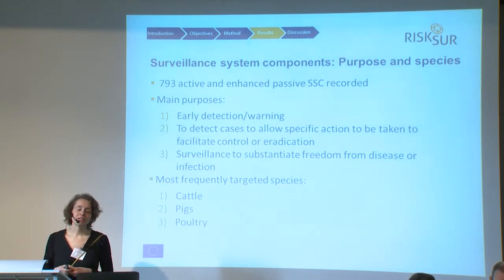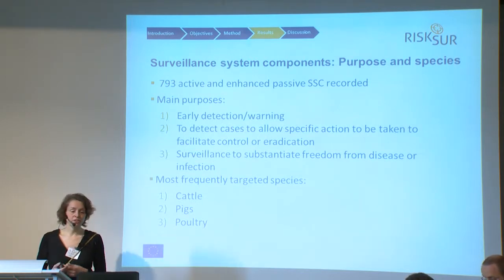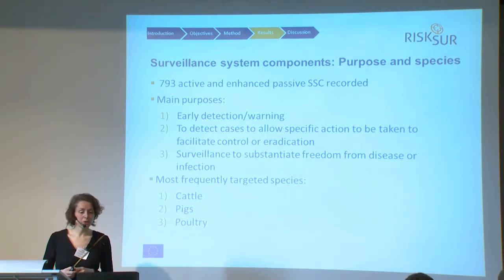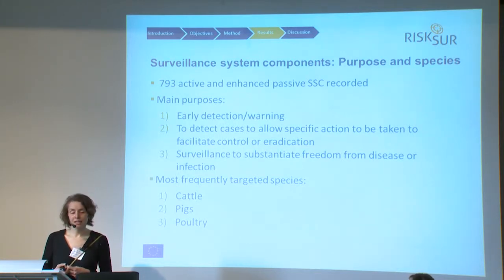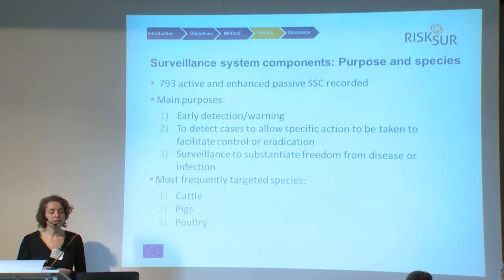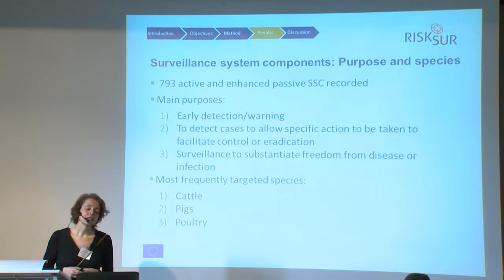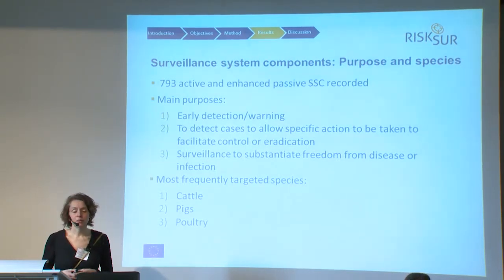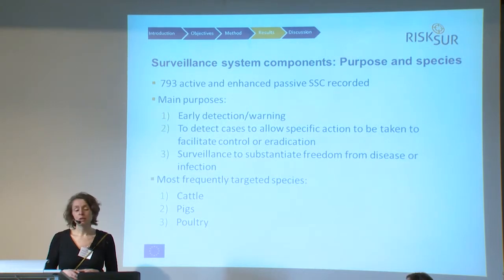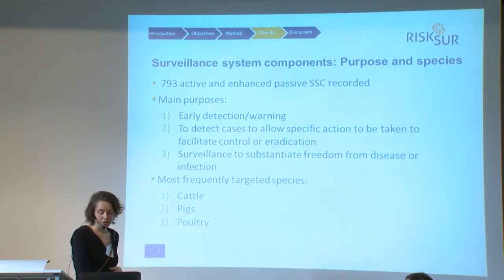We had 793 active and enhanced passive surveillance system components recorded. And the main purposes of these components were early detection and warning, which was clearly purpose number 1, followed by to detect cases to allow specific action to be taken to facilitate control or eradication. And the third purpose was surveillance to substantiate freedom from disease or infection. When we looked at the species, the most frequently targeted one was cattle, followed by pigs, and the third one was poultry. All the other species were of less importance.